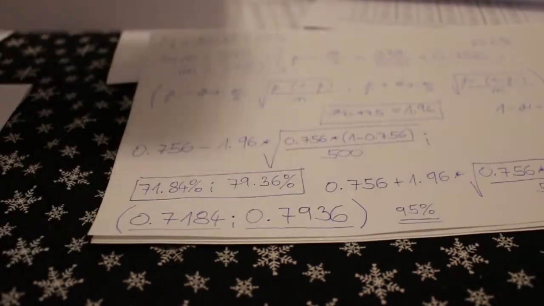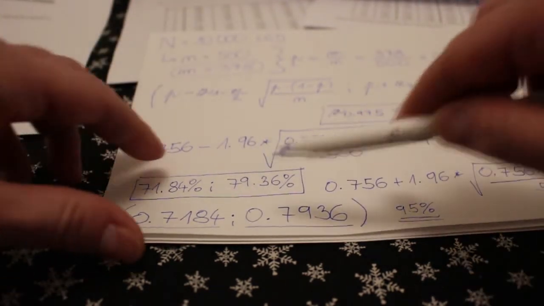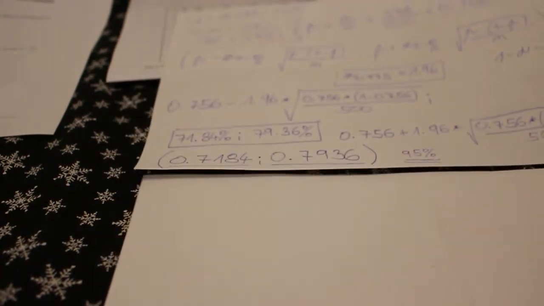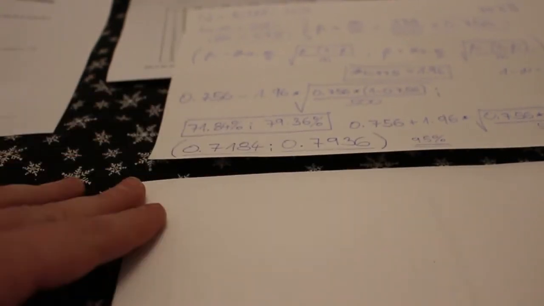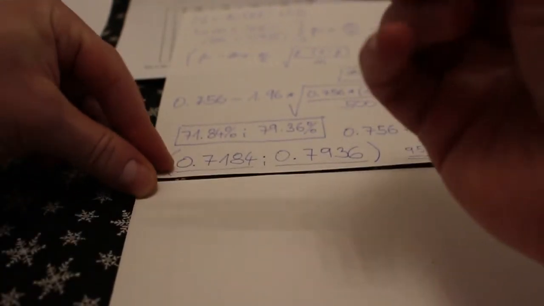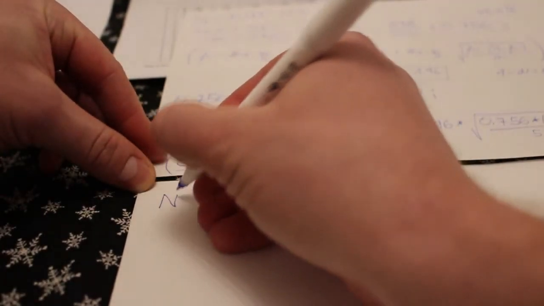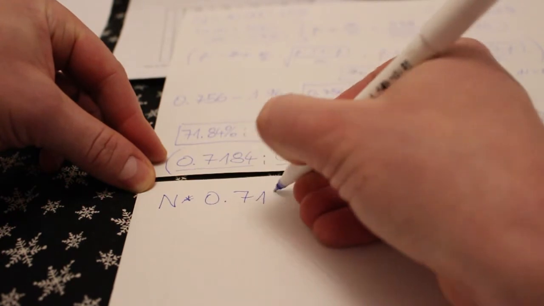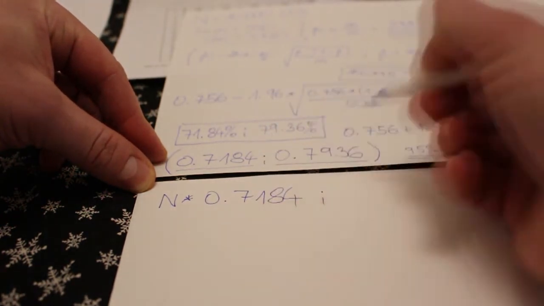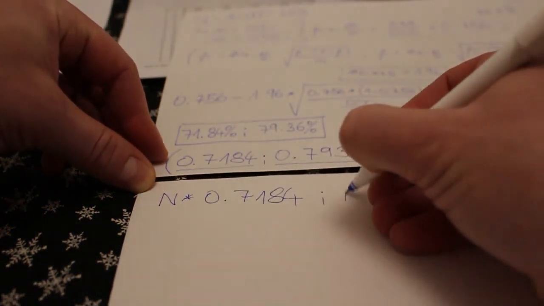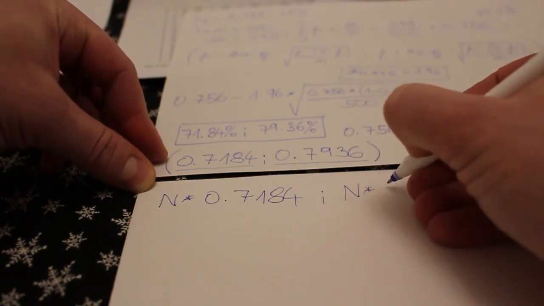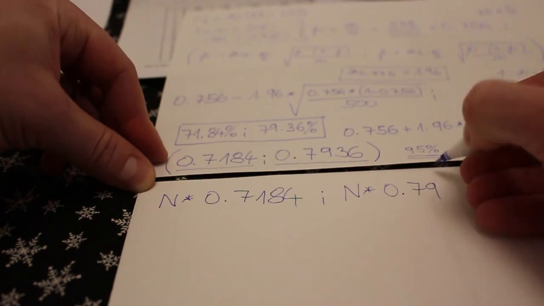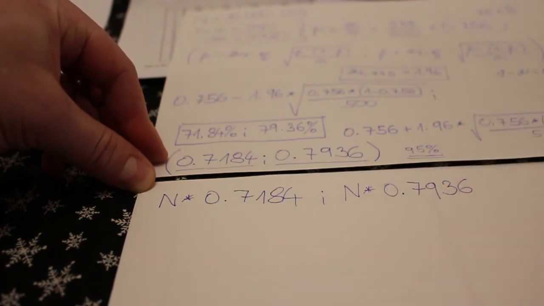It will be very easy. So I will use new paper and I will write it here. On the left side I will have N times 0.7184, and on the right side I will have N times 0.7936.